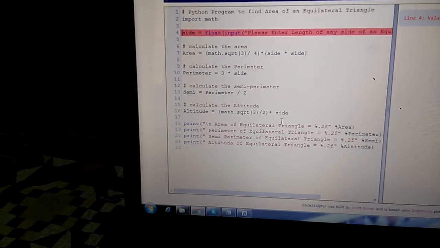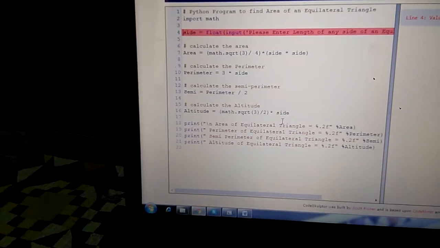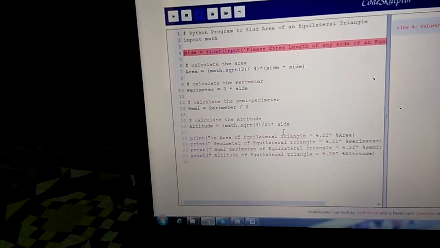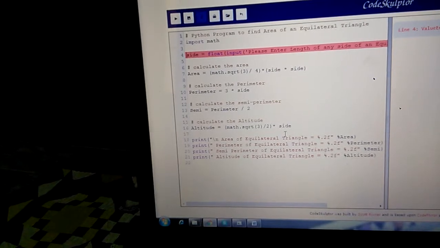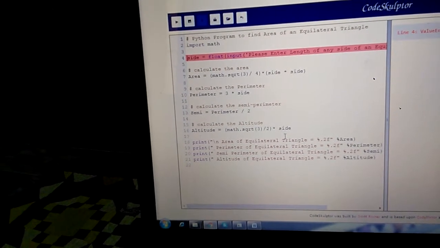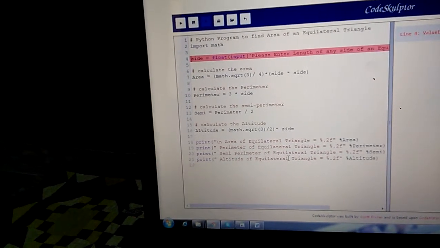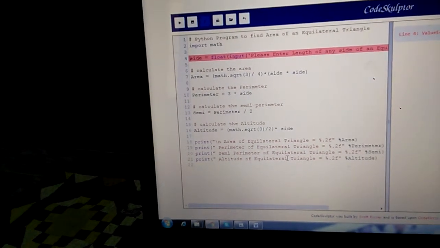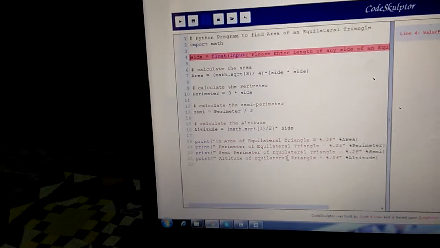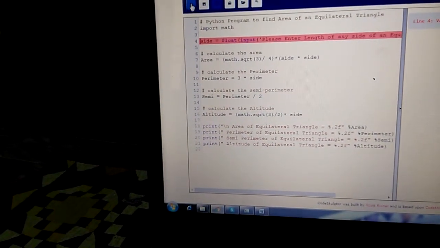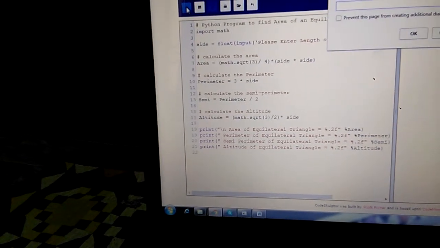Altitude can be calculated by taking the square root of 3 divided by 2 multiplied by the side. Then similarly, we will print all 4 values by writing a simple print statement as required by Python. Let me run this program. When I run this program, a window will pop up.